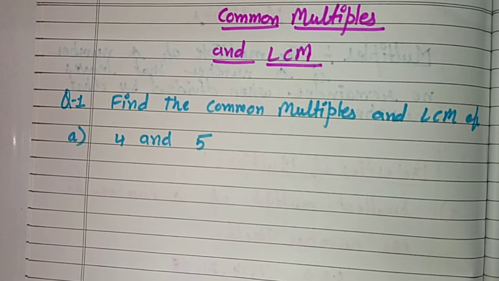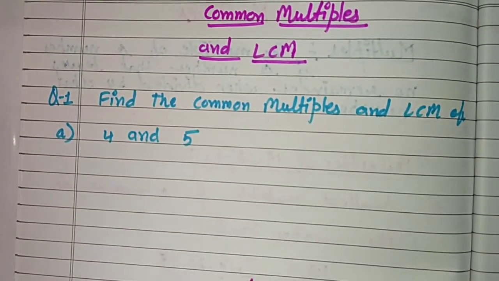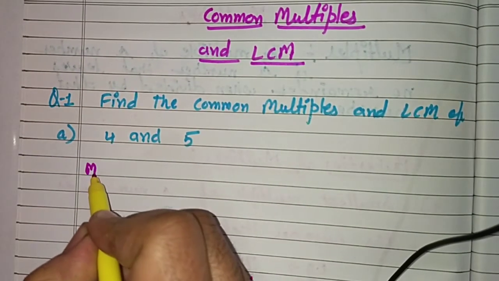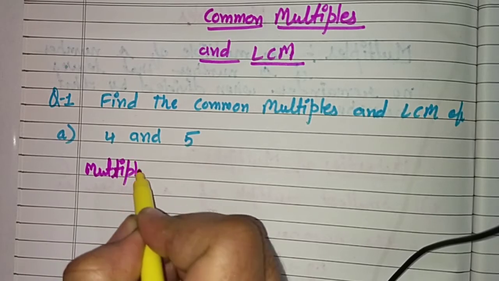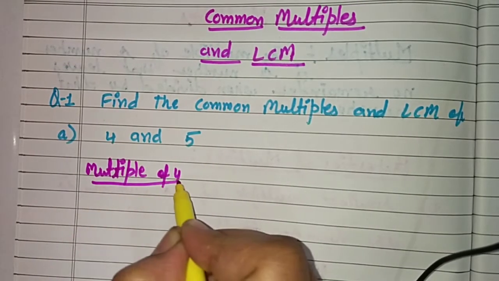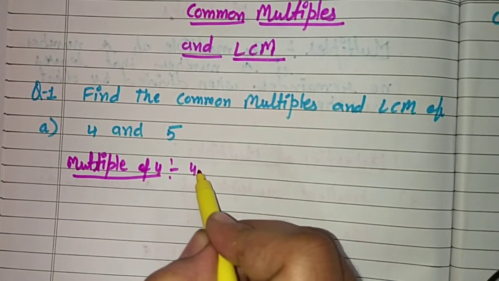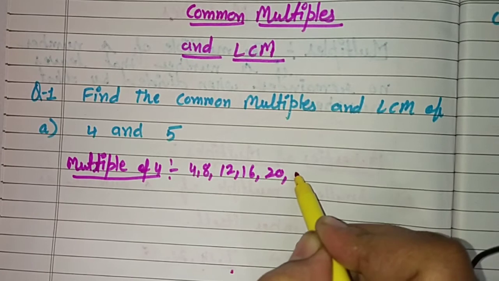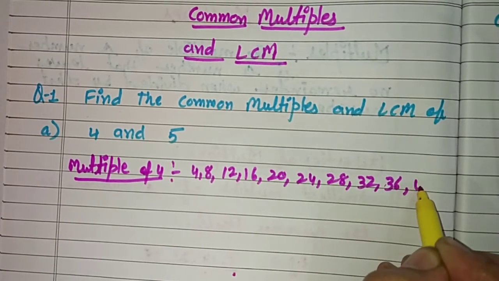So now we are going to find the common multiples and the LCM from the given numbers. In question number 1, as you can see, find the common multiples and LCM of 4 and 5. Okay, so the first thing that you are going to write is the multiples of 4. For writing the multiples, you need to write just the table. 4 का table आपको लिखना है. 4, 8, 12, 16, 20, 24, 28, 32, 36, 40.